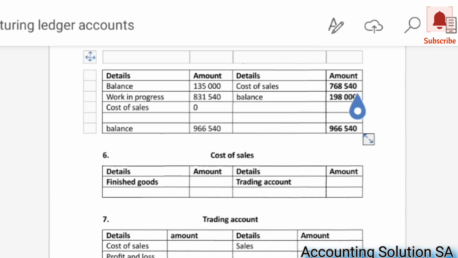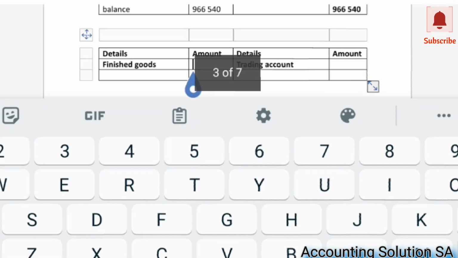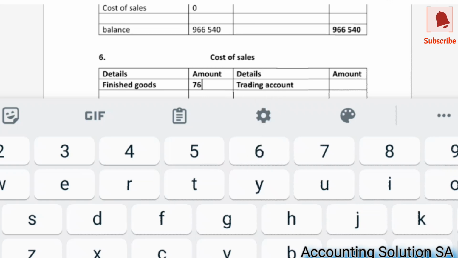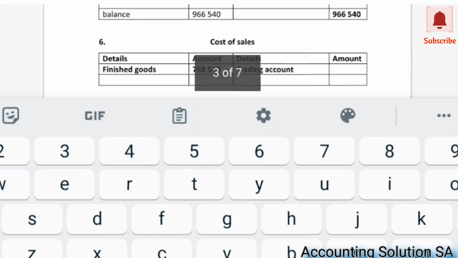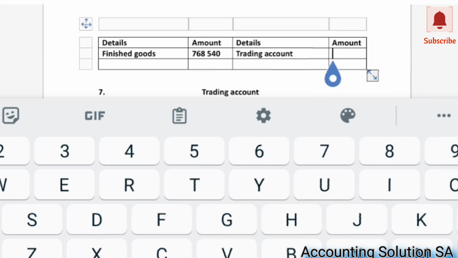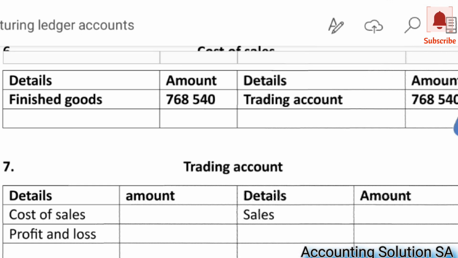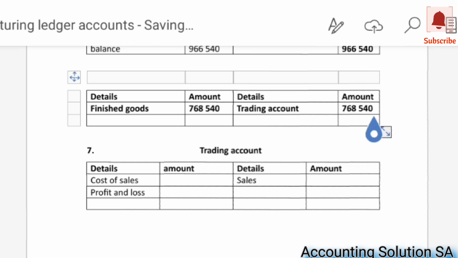Simple as that. All right, so under this account, in order for you to prepare the cost of sales, you're just going to transfer 768,540 under cost of sales, because the accounts must swap. Because we only have one amount, both sides must be the same, 768,540. Then in this case, we're not going to calculate a trading account, because we don't have enough information. We don't even have a sales amount.